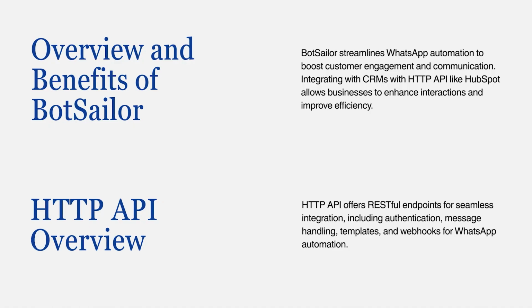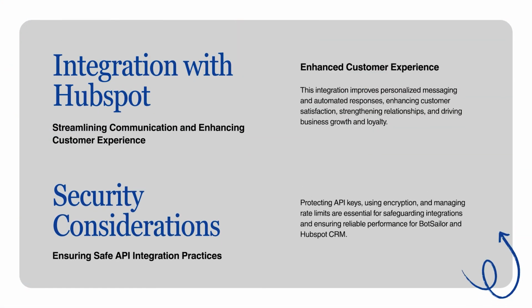First, let's talk about the engine behind this, BotSailor. BotSailor streamlines your WhatsApp automation designed specifically to boost customer engagement. But the real magic happens when you use its HTTP API. This allows you to utilize RESTful endpoints for seamless integration. Whether it's handling authentication, managing message templates, or setting up webhooks, the API is the handshake that lets your software talk to WhatsApp instantly. Let's look at a specific use case, HubSpot.